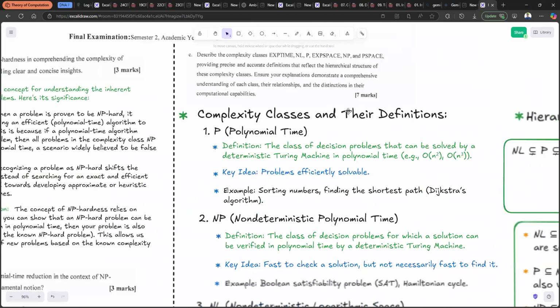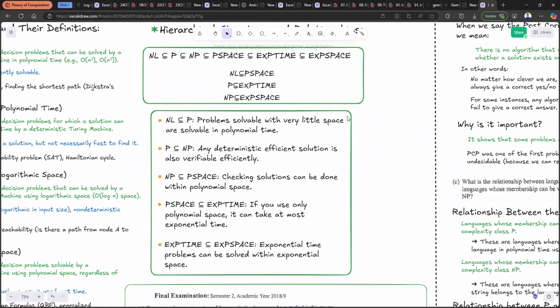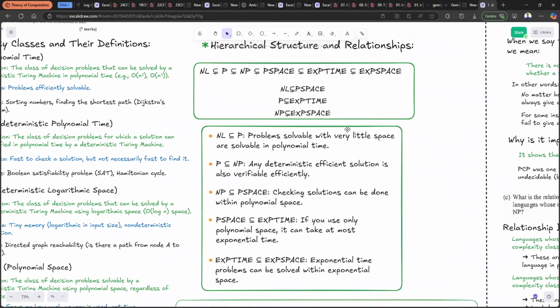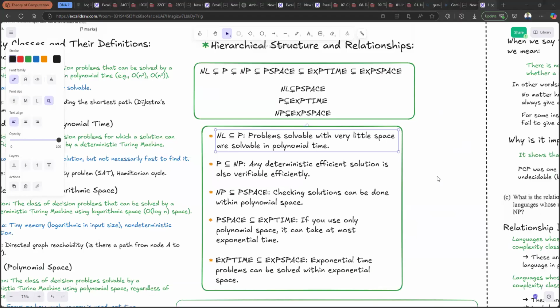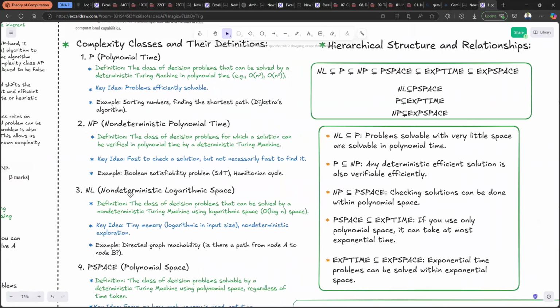So I've taken the liberty of defining all of them and then giving the relationship between them here. I'm just going to start with this over here. Problems for NL, which means non-deterministic logarithmic space. It's not time, it's not logarithmic time, it's logarithmic space, right? There's two things.